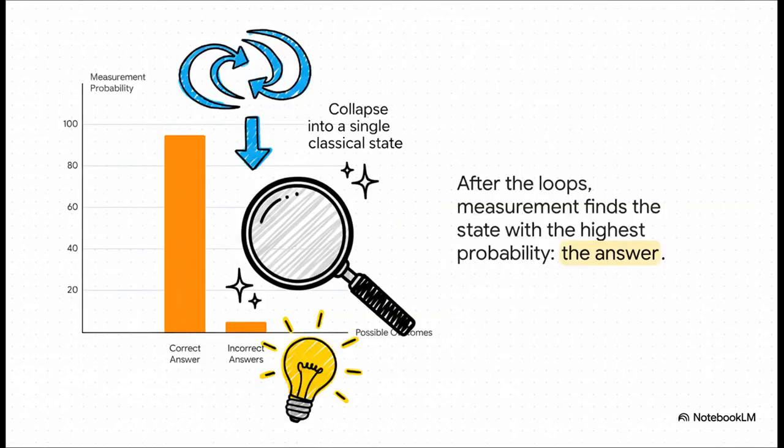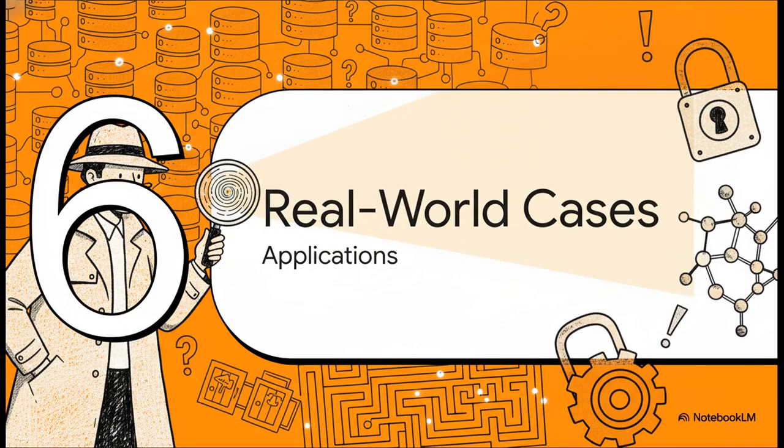So, after all those loops of marking and amplifying, we finally take a measurement. And because we've jacked up the correct answer's probability so high, when the whole quantum system collapses into one single state, it is almost certainly going to reveal the one clue we were looking for. Case solved.